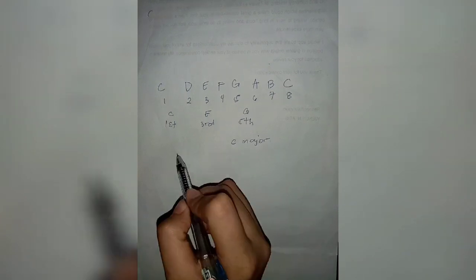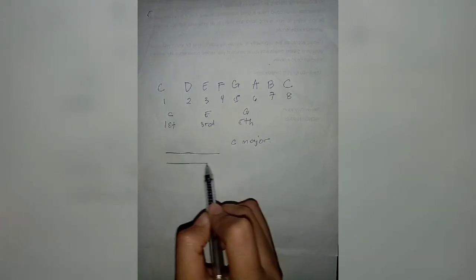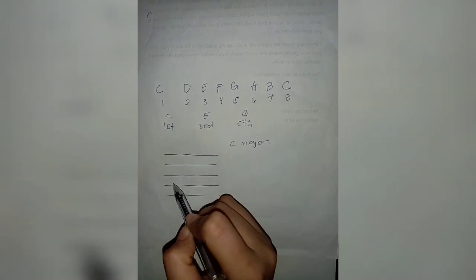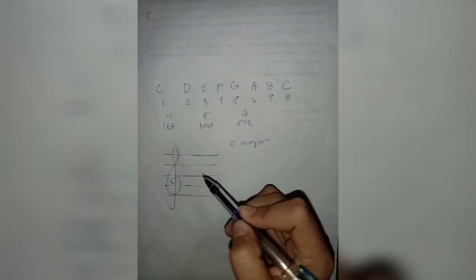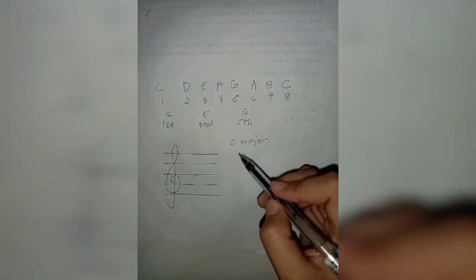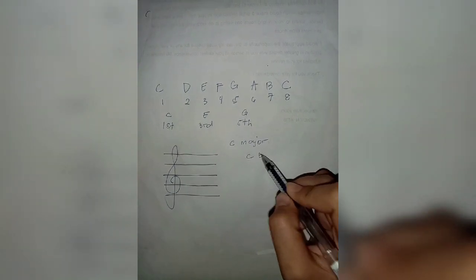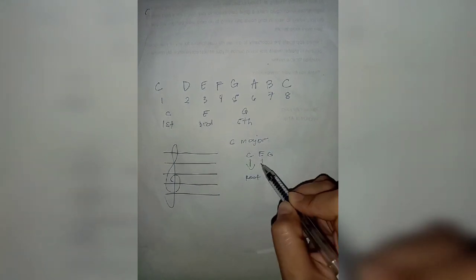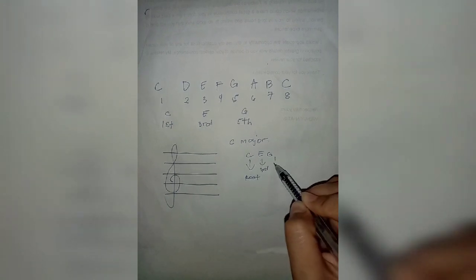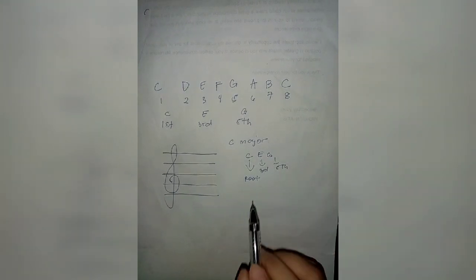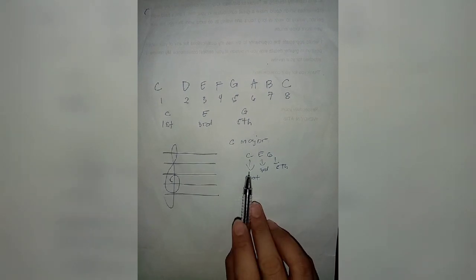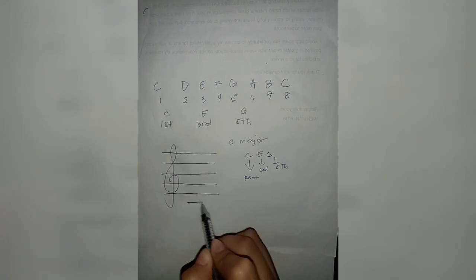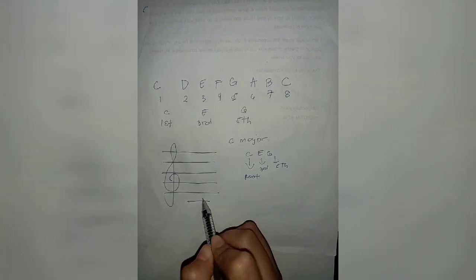Now, let's write it in the staff. 1, 2, 3, 4, and 5. Let's draw the treble clef. Our C major is composed of C, E, and G, and the root here is the C. This is the third and the fifth. In placing the whole note or the C in this staff, we're going to extend one line. Let's place the C here.